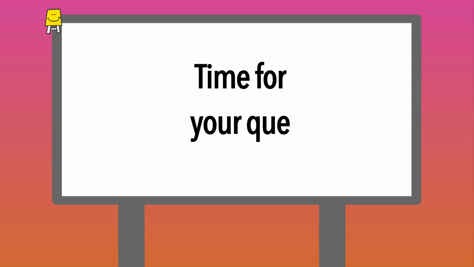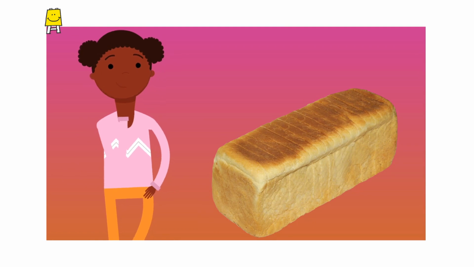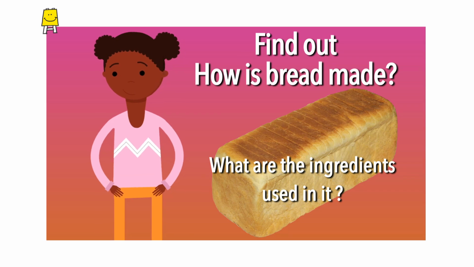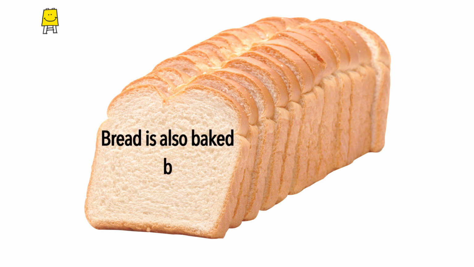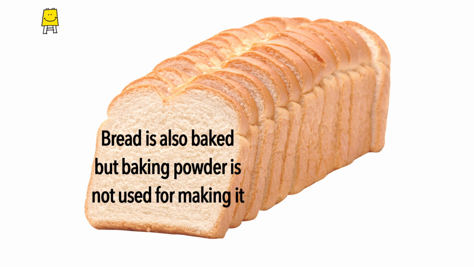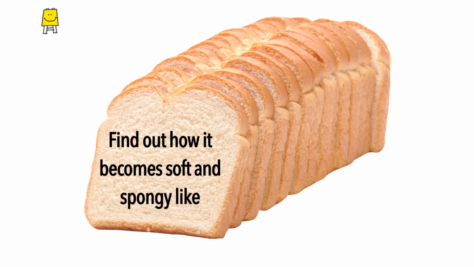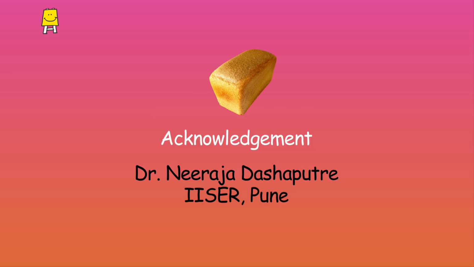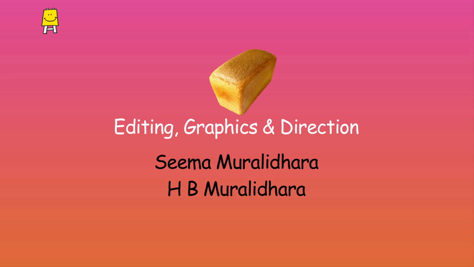Time for your question. You must have eaten bread. Find out how bread is made. What are the ingredients used in it? Here's a hint. Bread is also baked, but baking powder is not used for making it. Find out how it becomes soft and spongy like a cake. Remember, our kitchens are to be explored not just for food, but for science too.